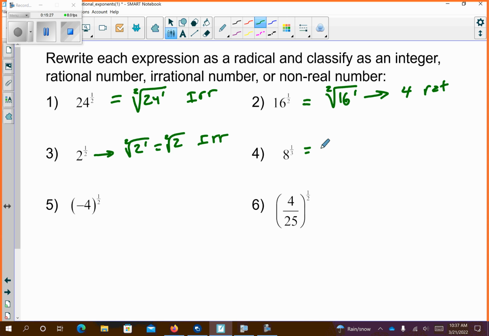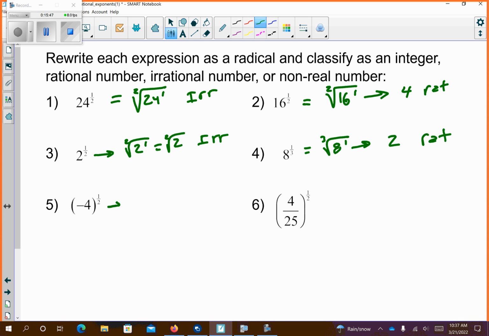And then this one, third root of 8 to the first. What's the third root of 8? 2. Rational or irrational? Rational.